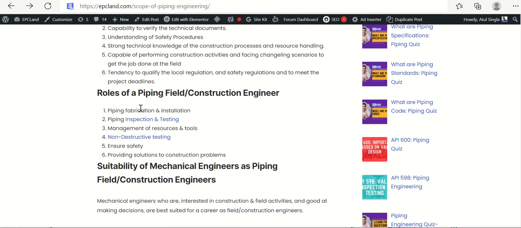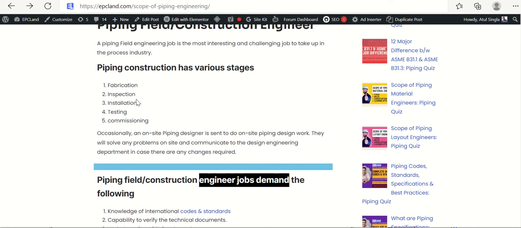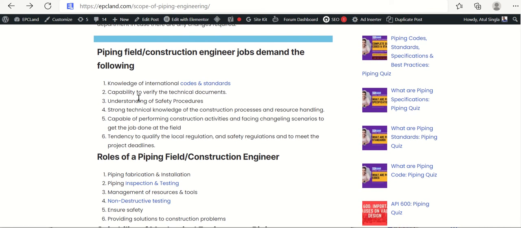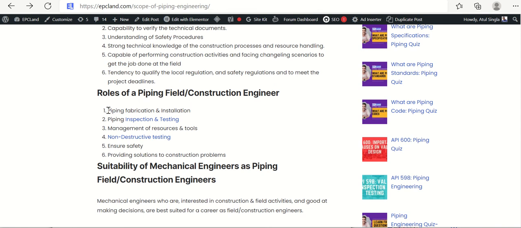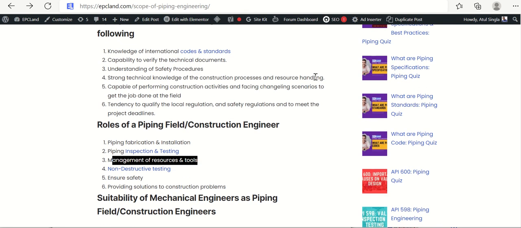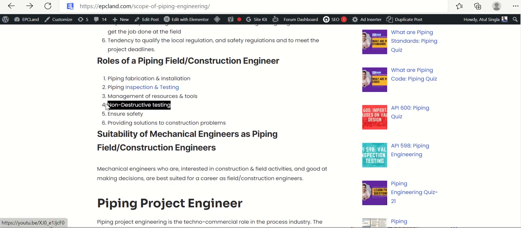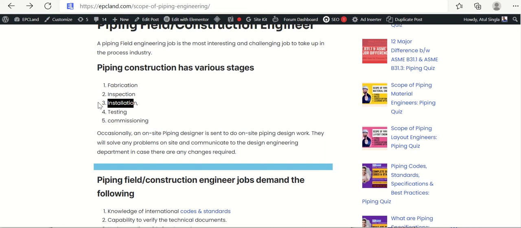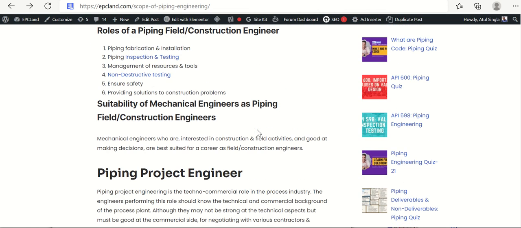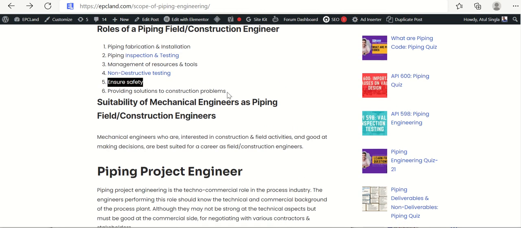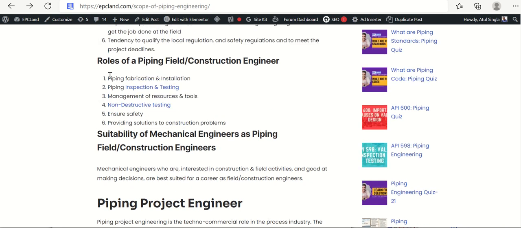Now let us see what they do. As we discussed, a lot of stages, various stages at site. So they will be performing the piping fabrication and installation activities. They will be performing the inspection and testing things, management of resources and tools, right? We talked about these things at resource handling. So non-destructive testing will be there, right? Installation testing. Then ensure safety, providing solution to construction problems. So this is what they will be doing at site, right?